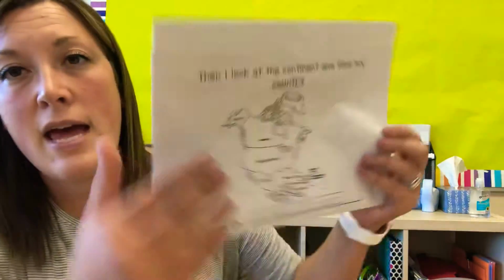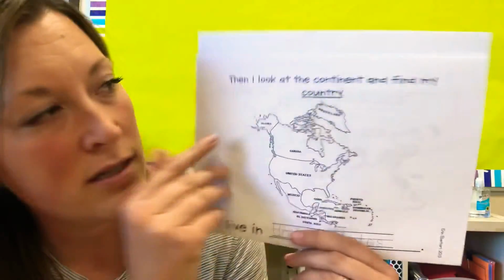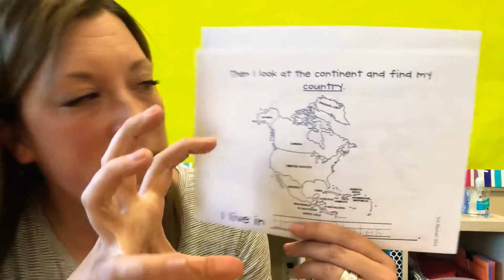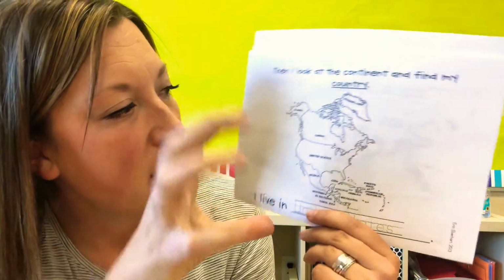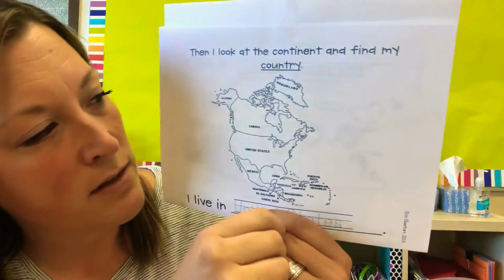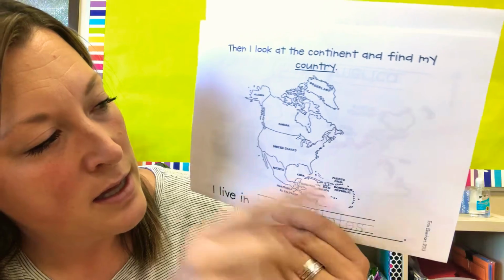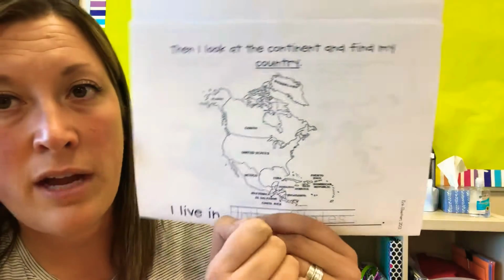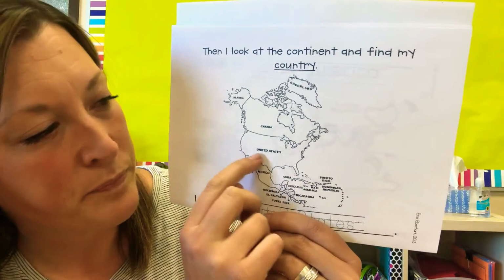Okay, it says, then I look at my continent and find my country. The continent is the big piece of land. In the continent, there are different countries, okay? We have Canada and the United States right here. We are gonna color the United States because that's where we live.